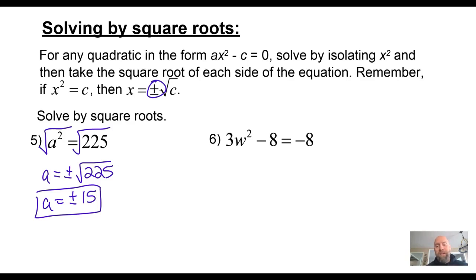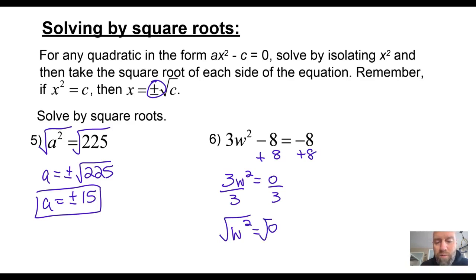So that is a way that you can fact check all of your answers in this unit. All right. So for number 6, it looks a little bit different. We've got a little bit more going on. I need to isolate, it says in our notes, this w squared. So I'm going to use the addition property of equality, add 8 to both sides. I'll have 3w squared is equal to, well, that's going to end up being 0. I can use the division property of equality to get that 3 out of there. So I'll have w squared is equal to 0 divided by 3, which is still 0.